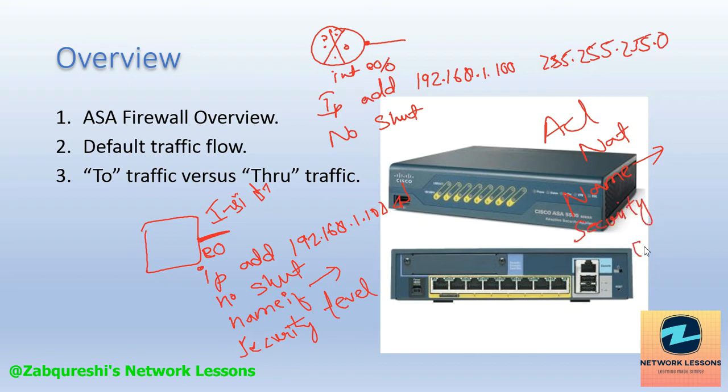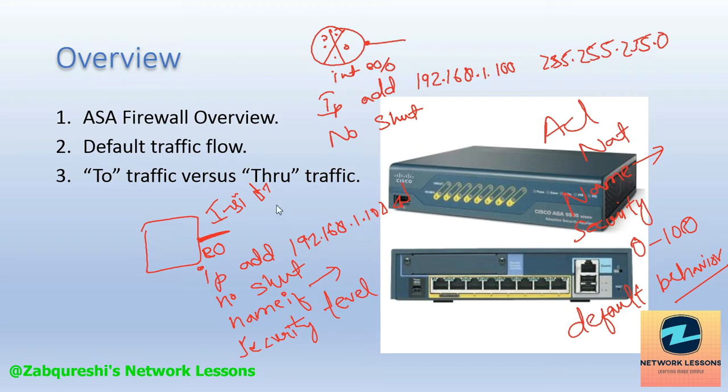So the range is from 0 to 100, and this security level plays a very important role in the default traffic flow behavior of the firewall. We will go through it once we start the labs, and I will explain how it affects it. You can assign from 0 to 100, and 0 is the most trusted one.